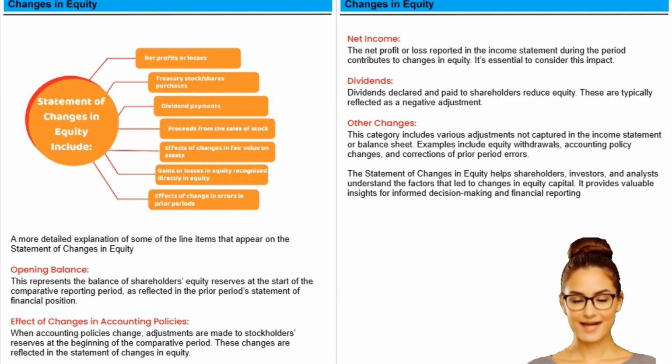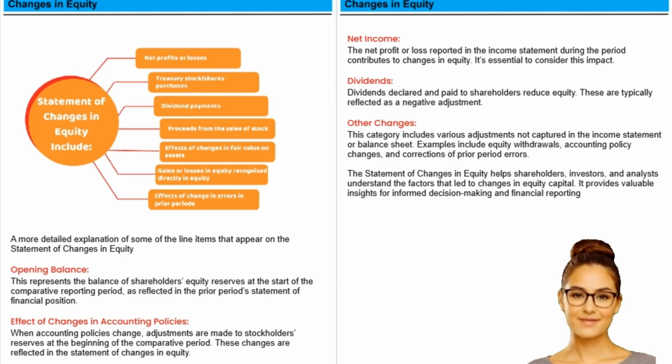These are factors that can trigger a change in equity. We have changes in accounting policies. When accounting policies change, adjustments are made to stockholders' reserves at the beginning of the comparative period. These changes are reflected in the statement of changes in equity. Next we have net income. The net profit or loss reported in the income statement during the period contributes to changes in equity. It's essential to consider this impact.